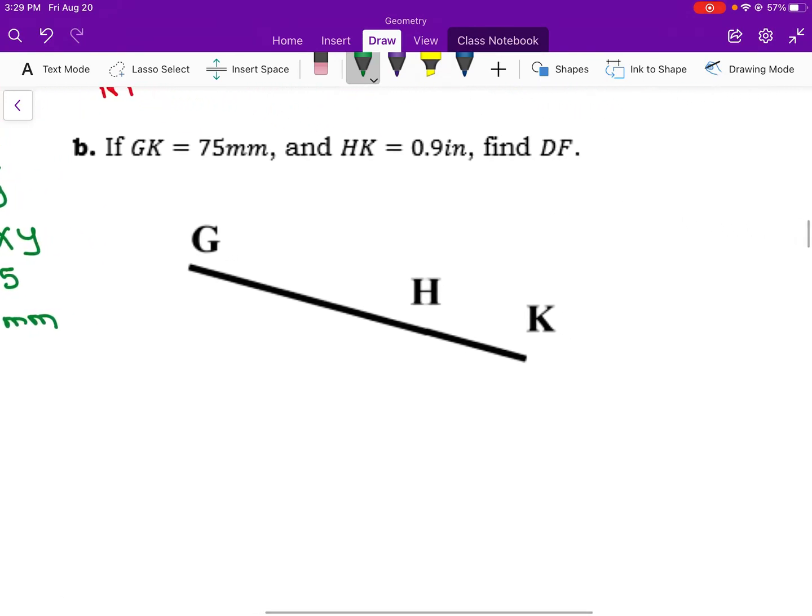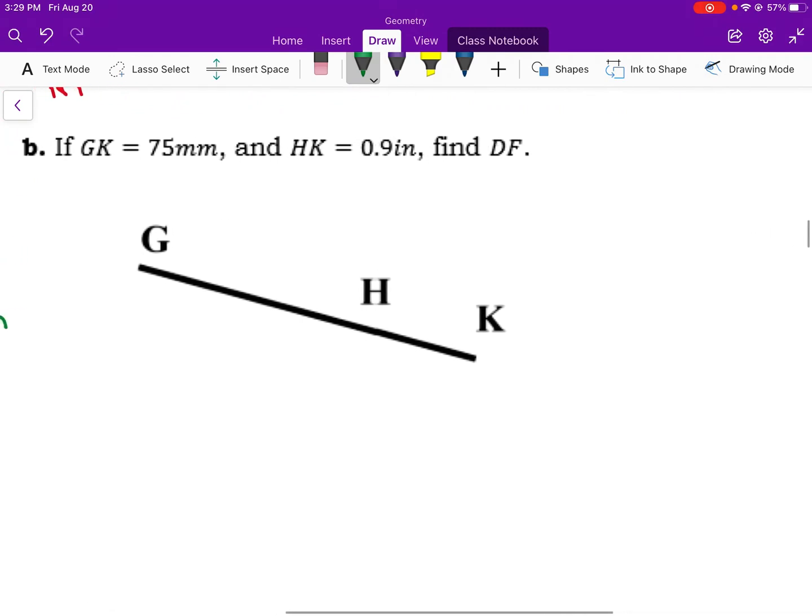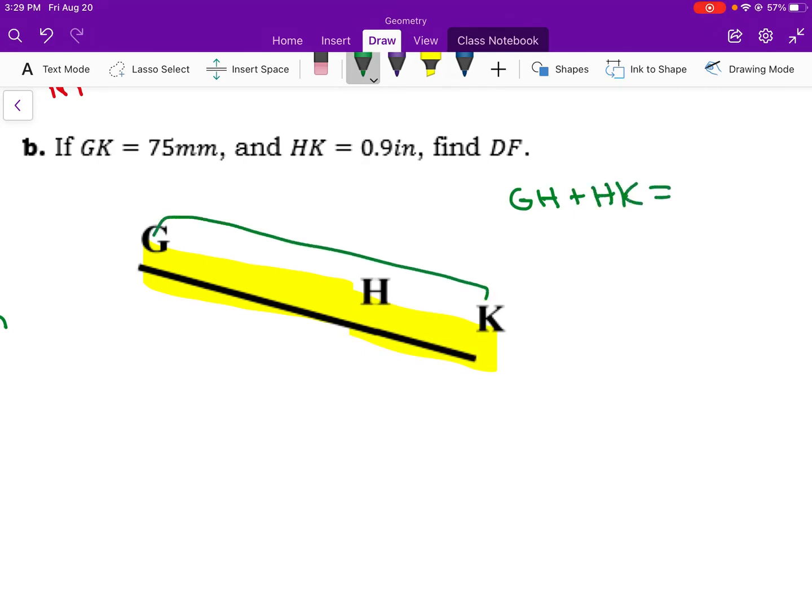Next, let's look at this case with G, H, and K. We're just going to jump right into our segment addition postulate. Remember, we said that the sum of the parts makes the whole. So GH plus HK equals the full length, which is GK.